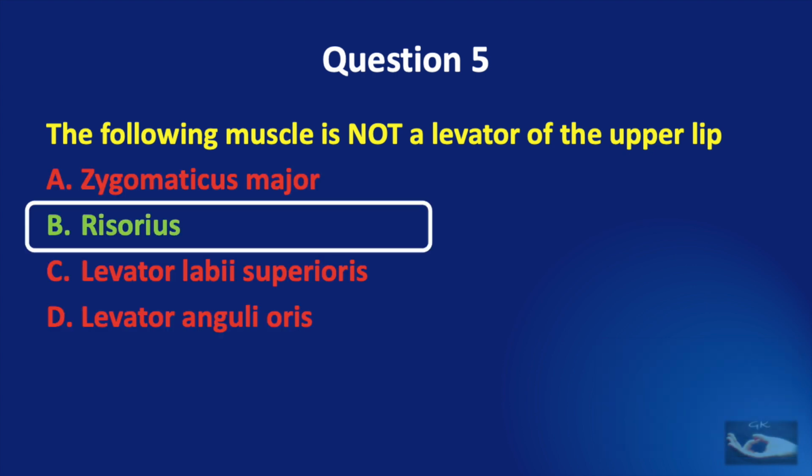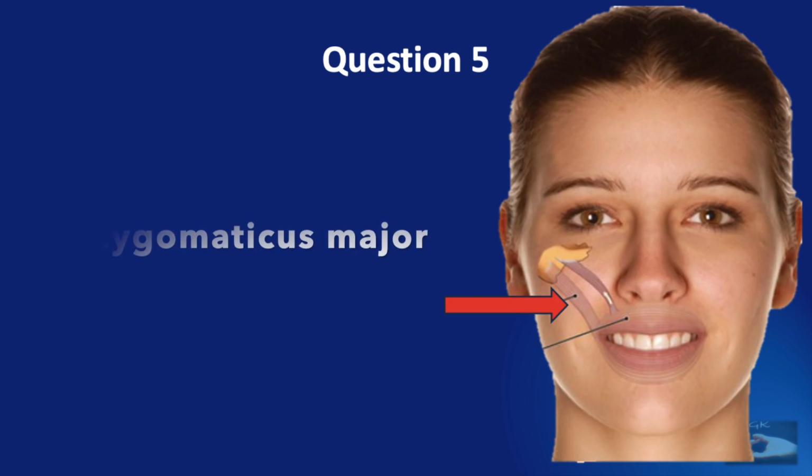The answer is risorius, which is not a levator of the upper lip. There are four main levators or elevators of the upper lip. They are the zygomaticus major, which arises from the zygomatic bone near the zygomatico-temporal suture and inserts into the modiolus just lateral to the angle of the mouth.